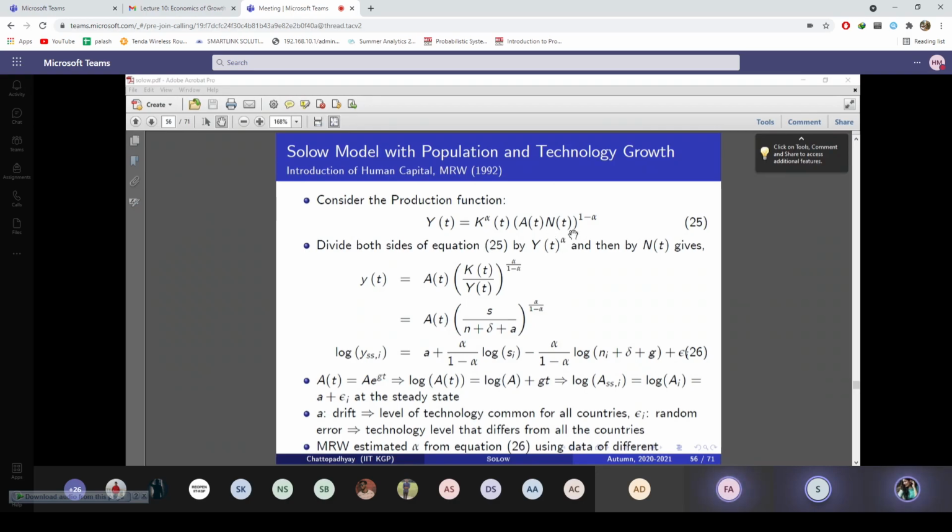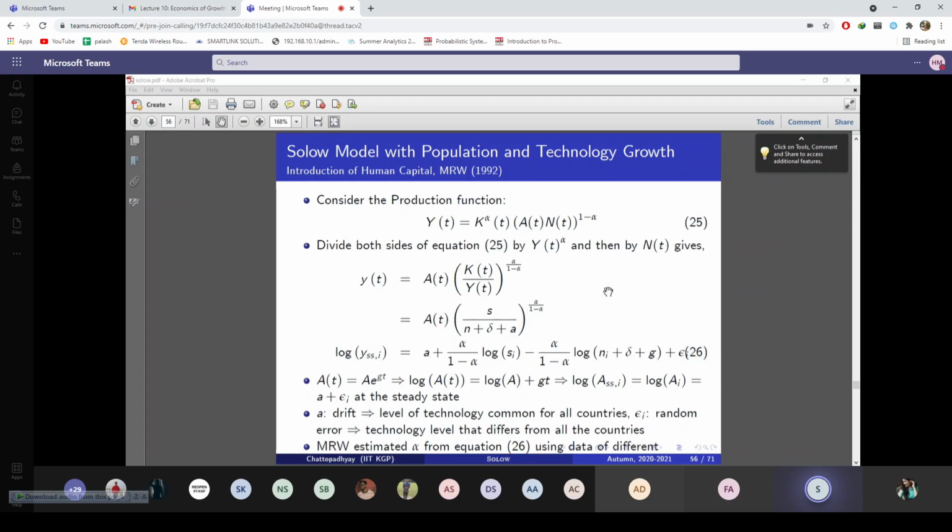Okay. So we will start with this production function, equation number 25, without human capital. Our first job is this: there is a typo, small a must be small g, the rate of growth of technology. I'll change it. But your job is basically to derive this small y_t, the per capita output, equals A_t, the technological progress, multiplied by s divided by n plus delta plus g, whole to the power alpha divided by 1 minus alpha. So this is basically what you need to derive.